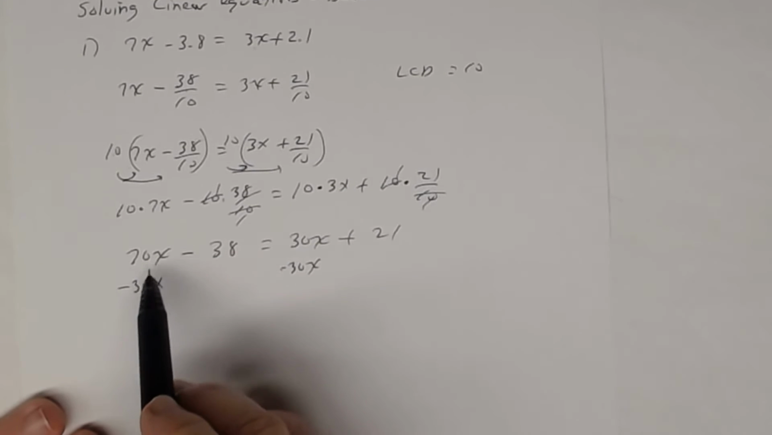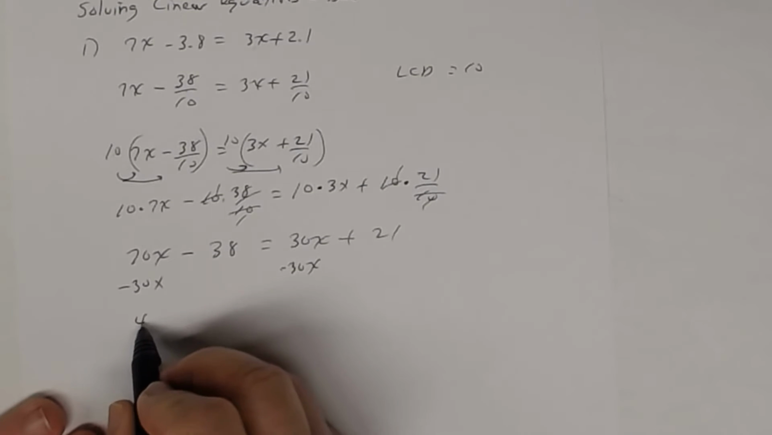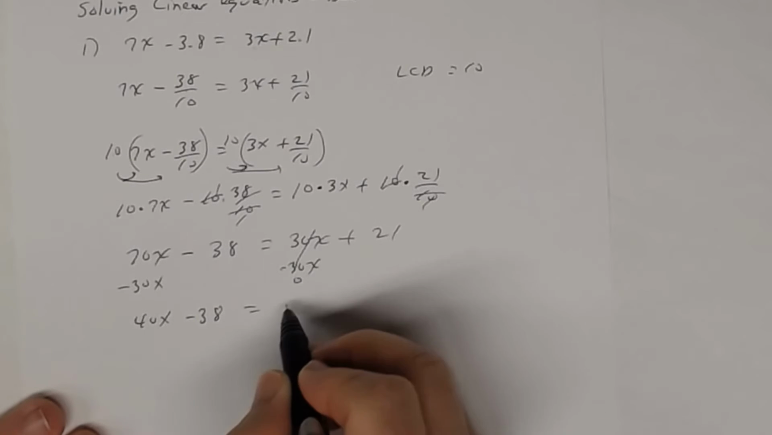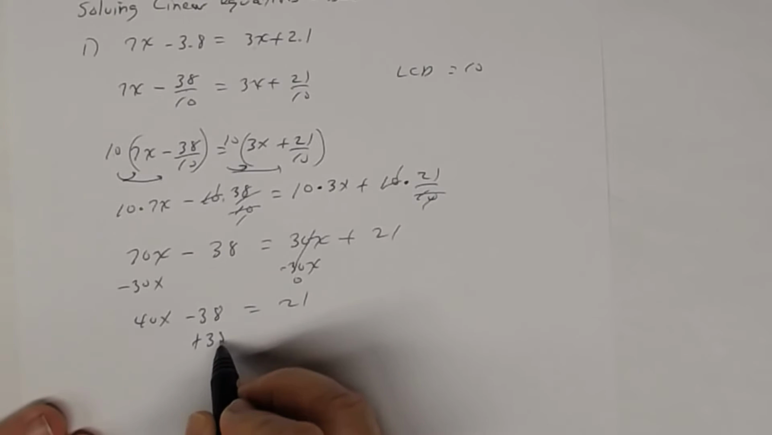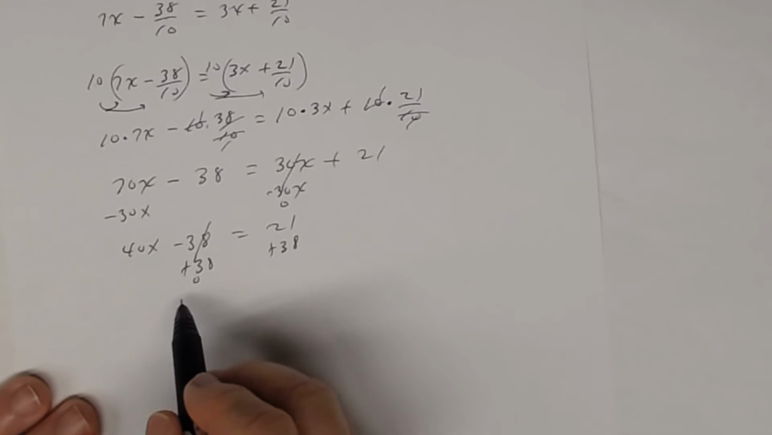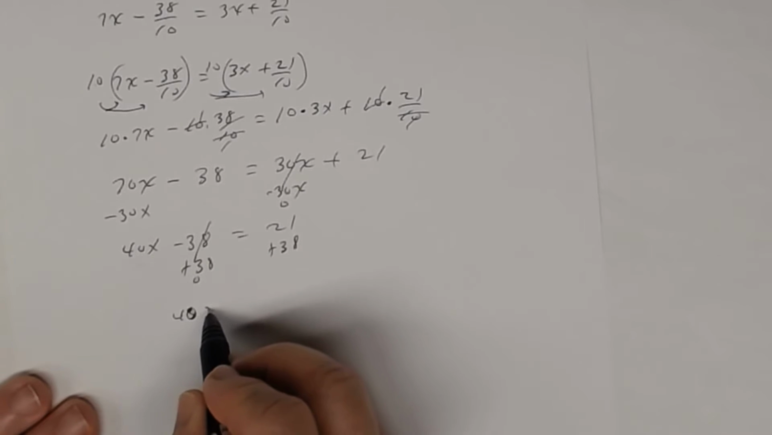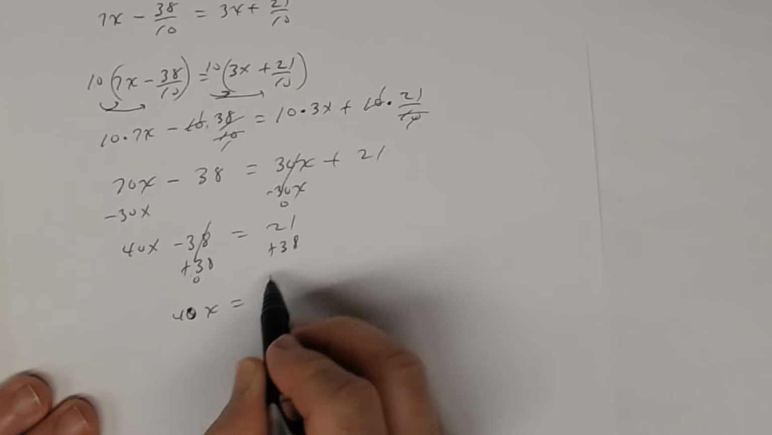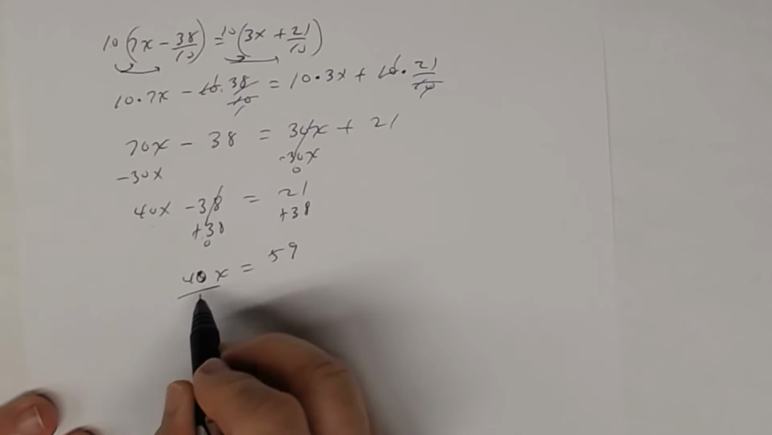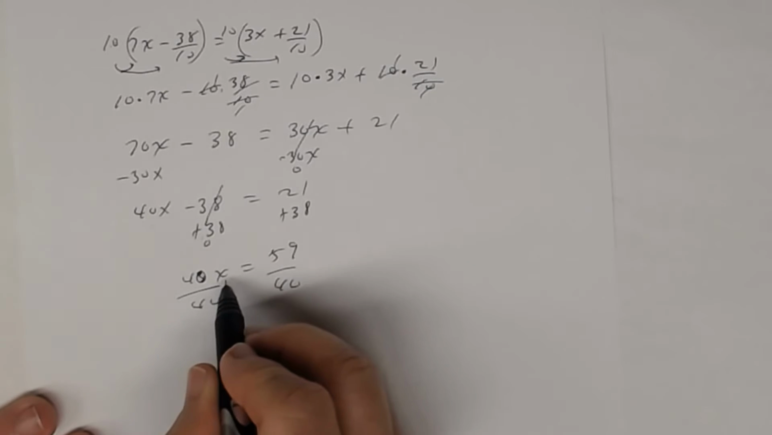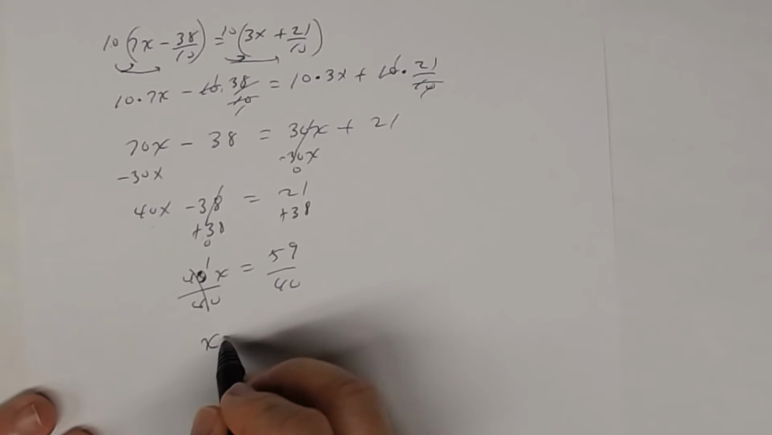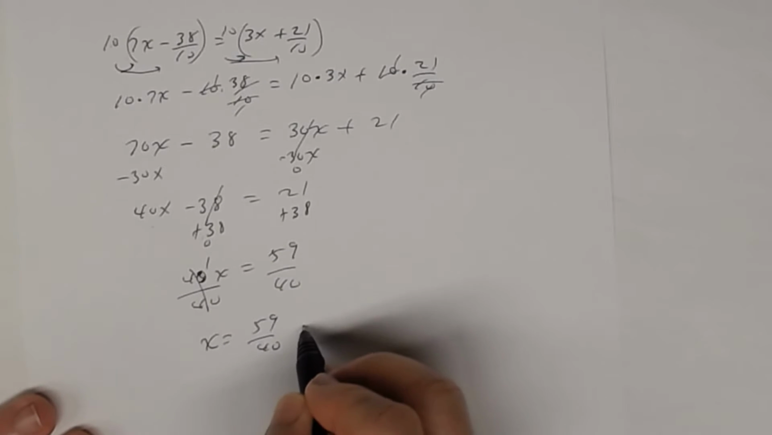Combine like terms, get 70x minus 30x is 40x minus 38 equal, this is 0. 0 plus 21 is 21. Adding 38 to both sides and combining like terms, I get 40x, this is 0, equal 21 plus 38 is 59, right? And then dividing both sides by 40, because right now I'm multiplying by 40. The opposite is to divide by 40. 40 divided by 40 is 1. So I get x to be 59 divided by 40.